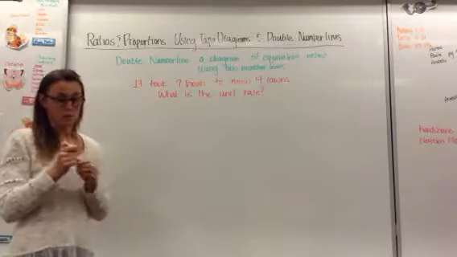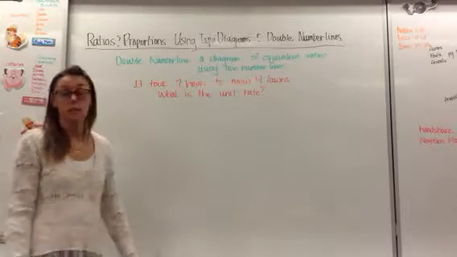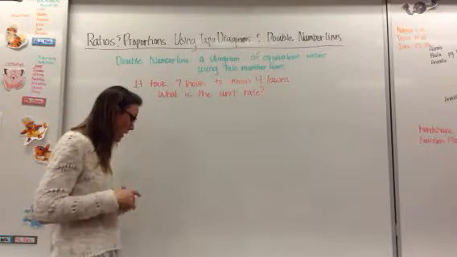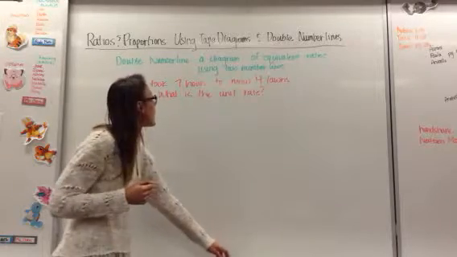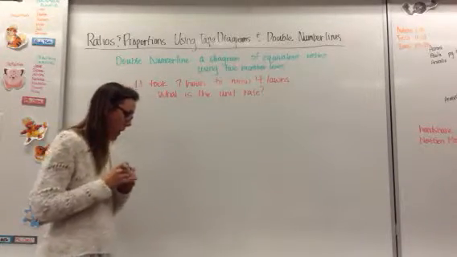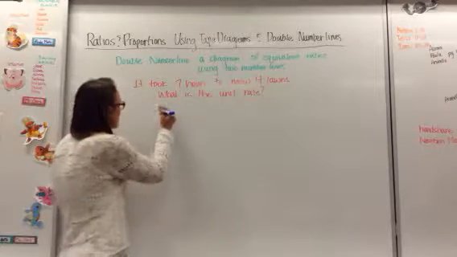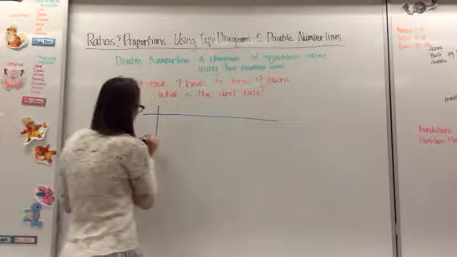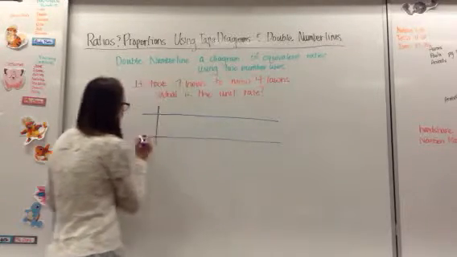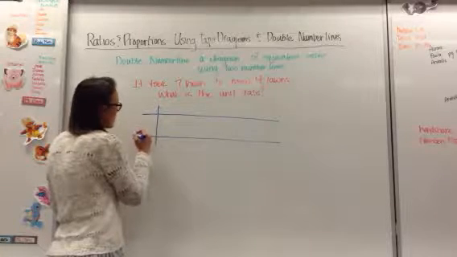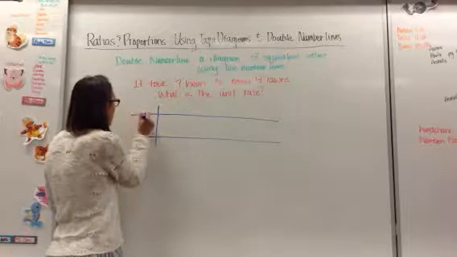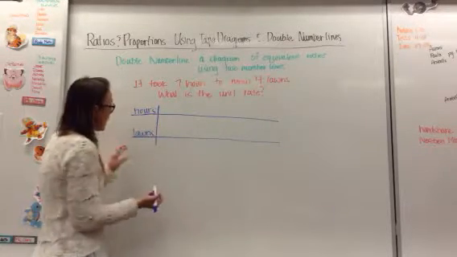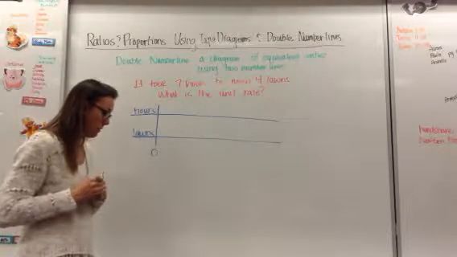Okay, well, we know what unit rate is. That means one of the terms has to go down to 1. And how we could do this is we can draw two number lines and we connect them together at 0. So we have two number lines, and we have hours and lawns, and this is 0.